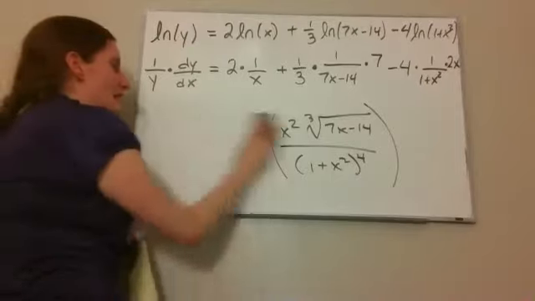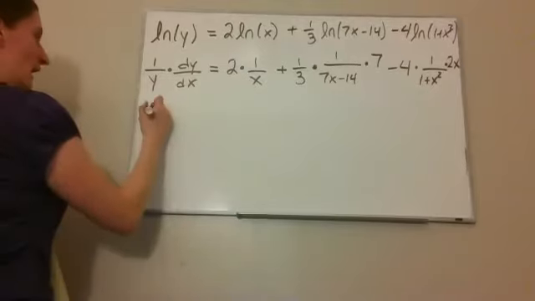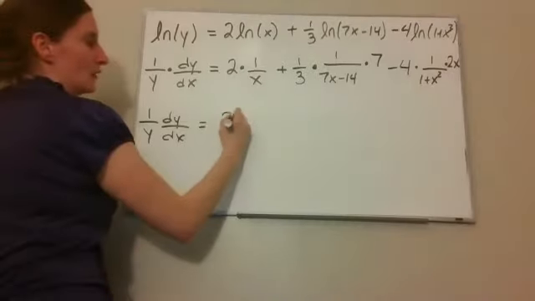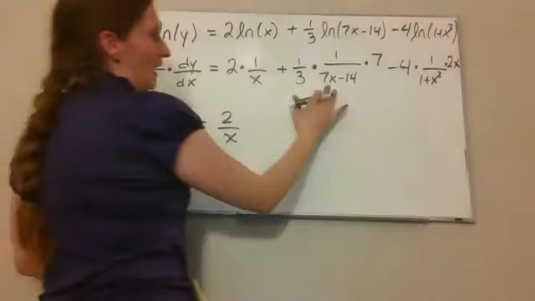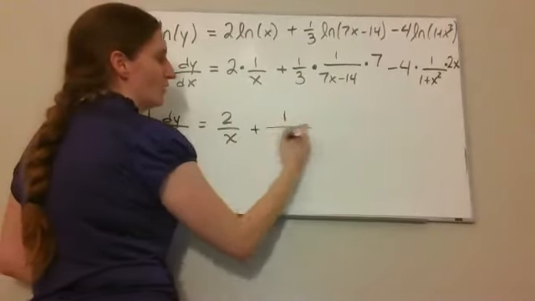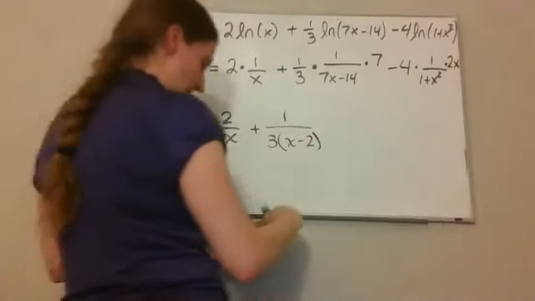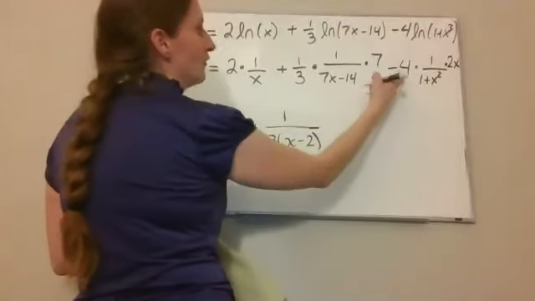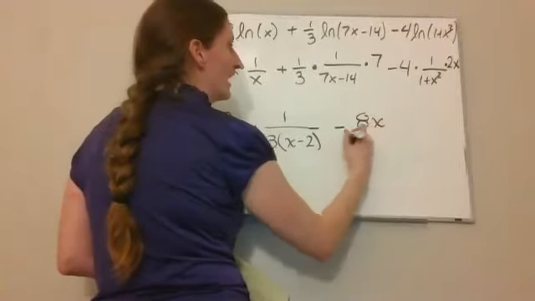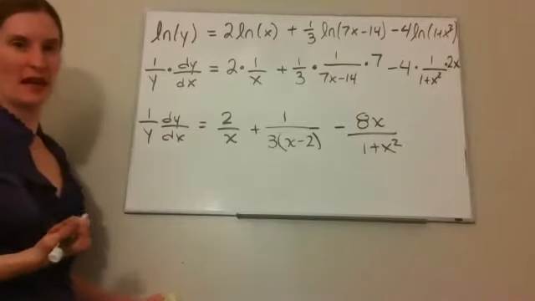And now let's rewrite this so it doesn't look quite as crazy. So we're going to have our 1 over y dy dx equals 2 over x. On here, notice I can cancel a 7 out. So I'm going to end up with 1 over 3 times x minus 2. And for this guy, I can multiply that 4 and the 2x together to get a minus 8x over 1 plus x squared. And so that looks a little bit nicer than what we had before.